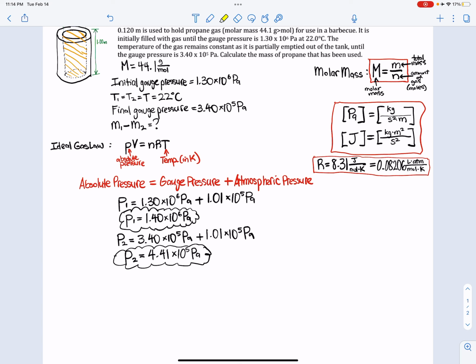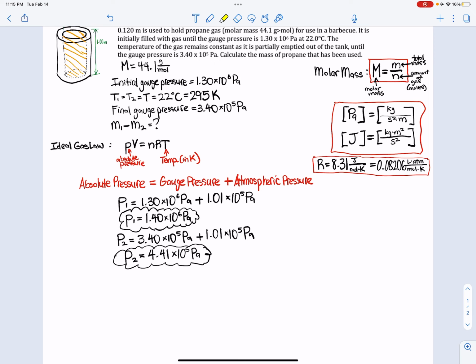And then obviously temperature in Kelvin, that's pretty easy, right? I would just add 273 to the given 22 degrees Celsius right here. And I could do that on my calculator, and that would equal 295 Kelvin. So temperature, which according to the problem remains constant, is 295 Kelvin.